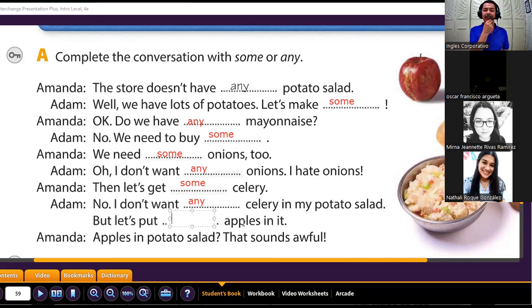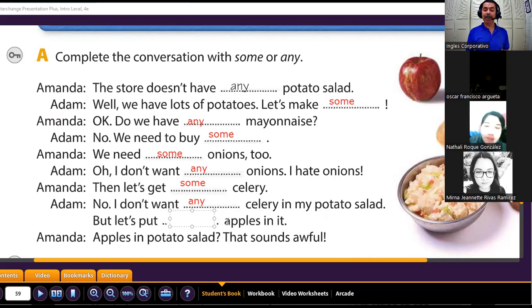It's a less apple. Some or any? Apples. Let's put. But the question here. Yes, but listen, we can use some and any for countable and uncountable. But in this case, we use any for negative and we use some for affirmative.